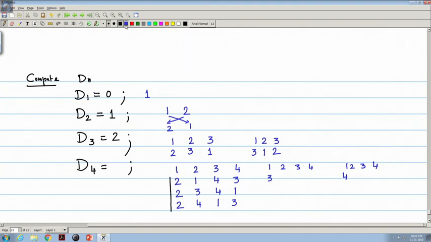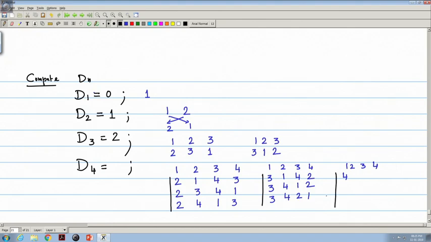Similarly, if 3 is here, then it can be 3 1 4 2, 3 4 1 2, 3 4 2 1. So, I get another 3 starting with 3.